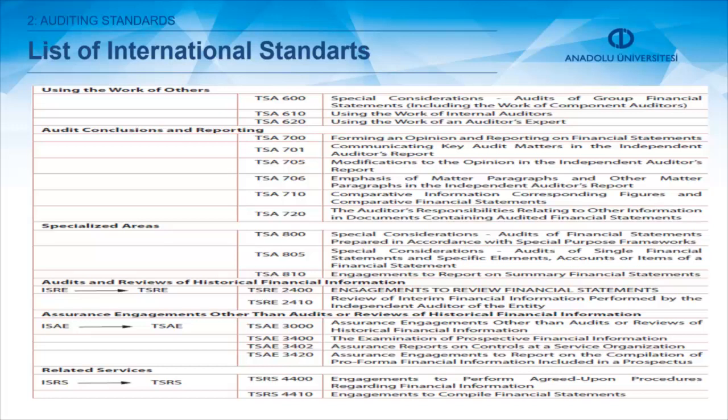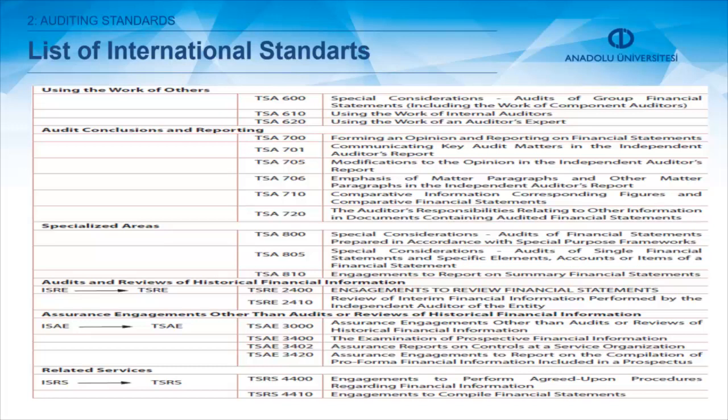After that, there is assurance engagement other than audits or reviews of historical financial information. In that group, there are only four of them, from 3,000 through to 3,999. The first standard, 3,000, is a very important one about assurance services issues. Then 3,400, the examination of prospective financial information; 3,402, assurance report on controls at a service organization; and 3,420, assurance engagement to report on the compilation of pro forma financial information, including a prospectus.